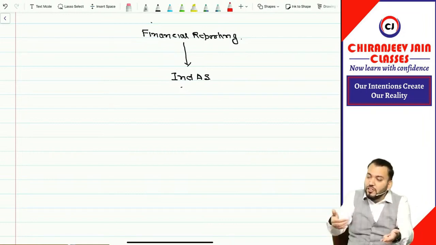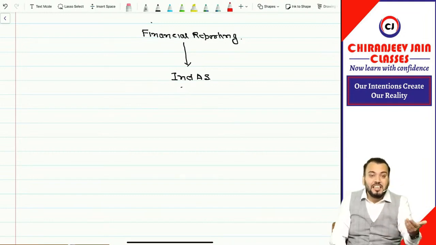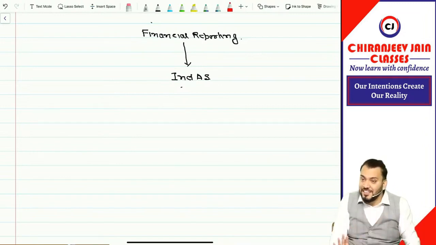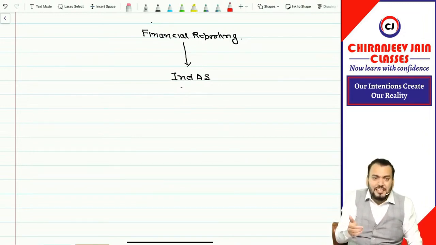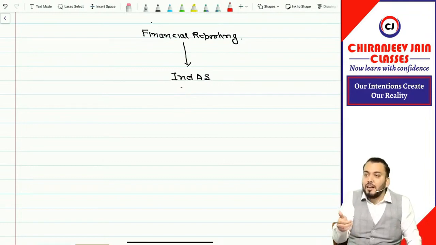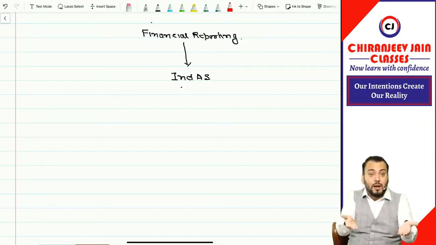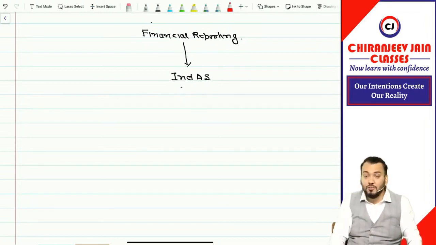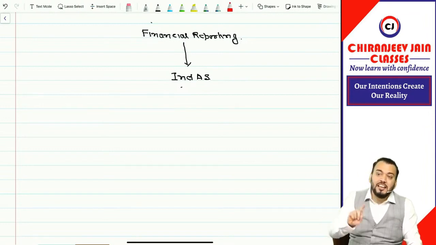So one more doubt will come. With the introduction of Ind AS, whether the accounting standards you have done in CA Inter have been deleted, or are not yet deleted. So what do you think? Is AS right now applicable or not applicable? Applicable. Correct? Because in office you are applying that only. In office you are not applying Ind AS. Anyone who is applying Ind AS in your office?